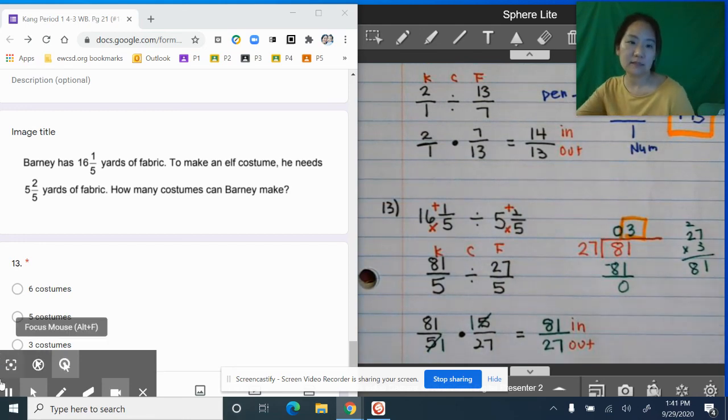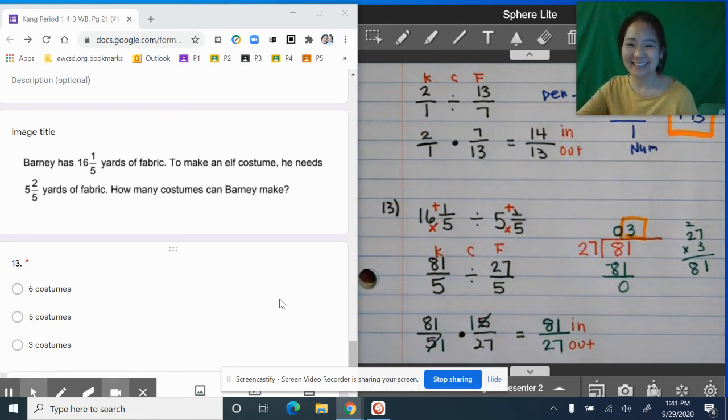And if you look, it's what it has right here. Okay? All right. So I hope that helped.